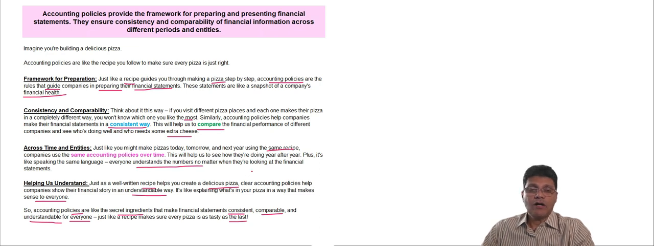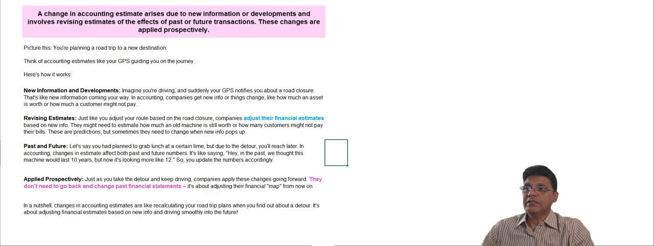Now let's move on to the accounting estimates. A change in accounting estimates arises due to new information or developments and involves revising estimates of the effects of past or future transactions. These changes are applied prospectively, which means we don't go and adjust the previous year's financial statements if there is a change in accounting estimates.